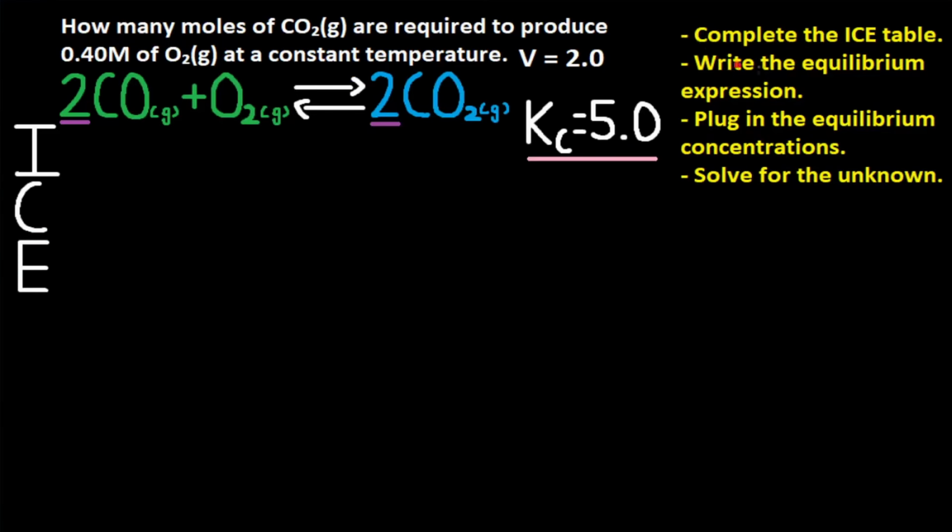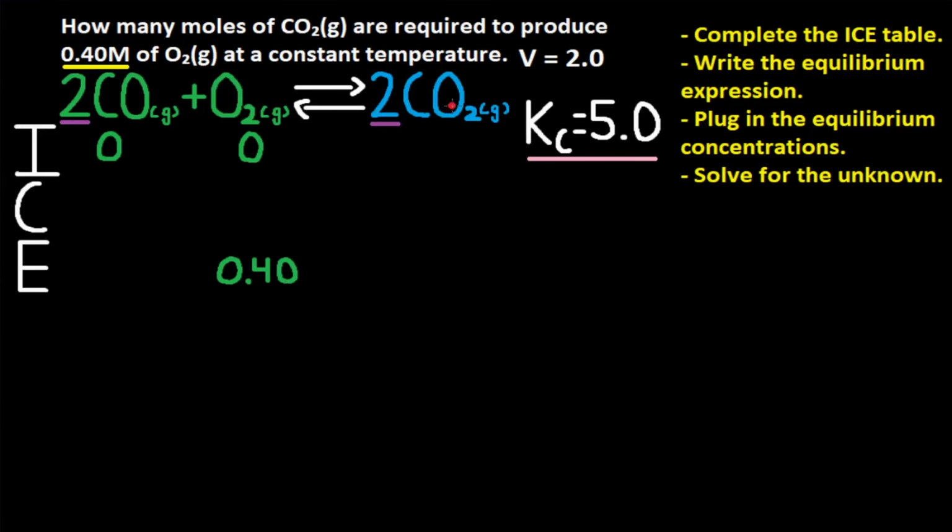And the first thing we do is complete the ICE table. So it says we produce 0.40 M of O2. Produce means it's at equilibrium concentration. So we have 0.40 for the equilibrium concentration of O2. Since O2 was produced, that means it had an initial concentration of 0. And since CO is on the same side as O2, we assume it has an initial concentration of 0 as well. That is all the information we are given.